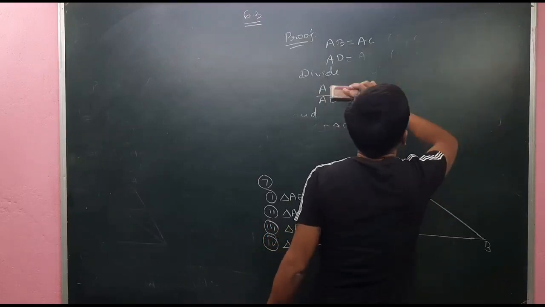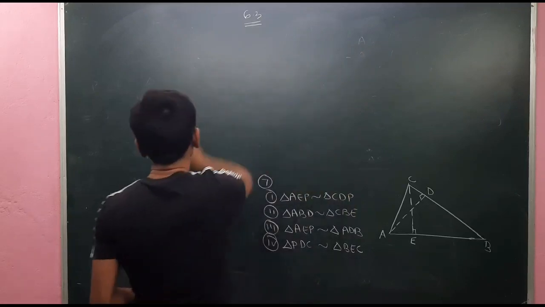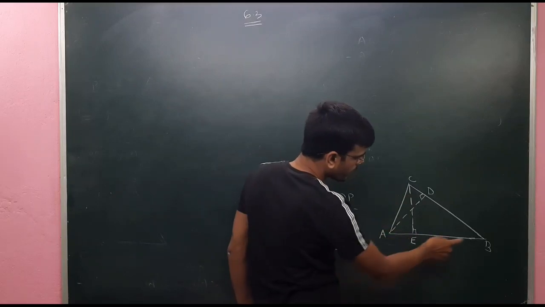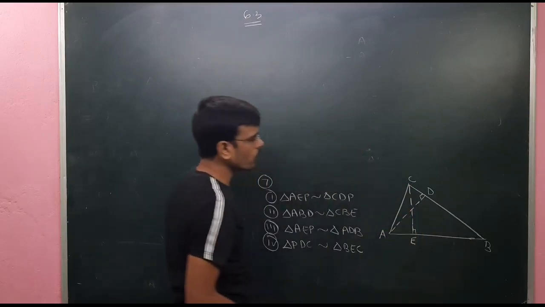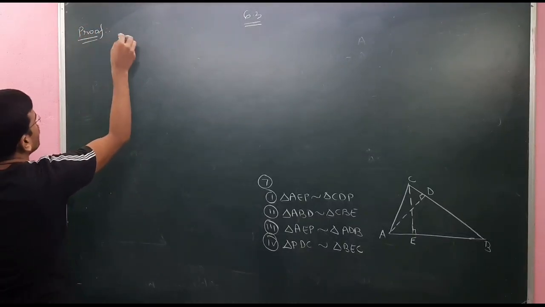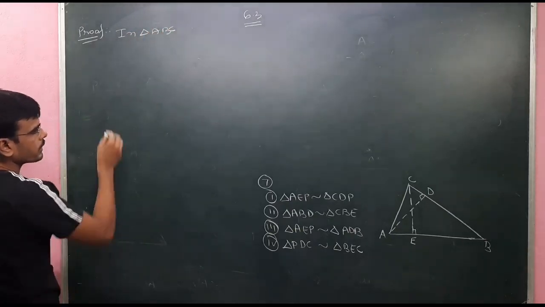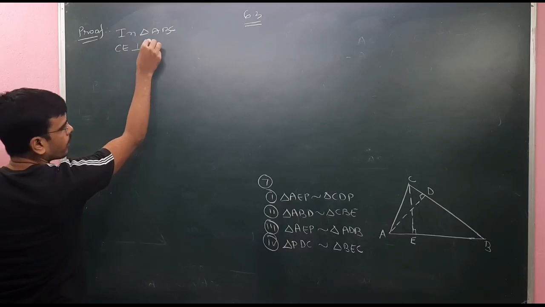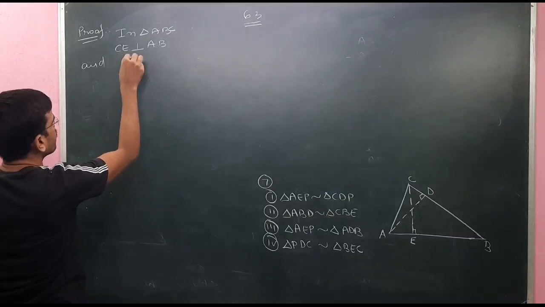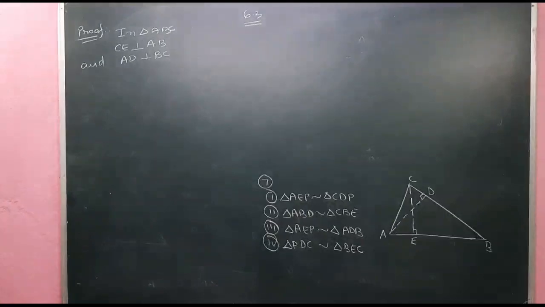First, understand the figure of this question. In this figure, ABC is a triangle and CE is perpendicular to AB and AD is perpendicular to BC. In triangle ABC, CE is perpendicular to AB and AD is perpendicular to BC. Now see number first.